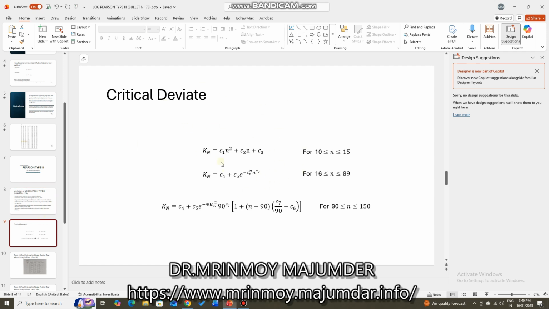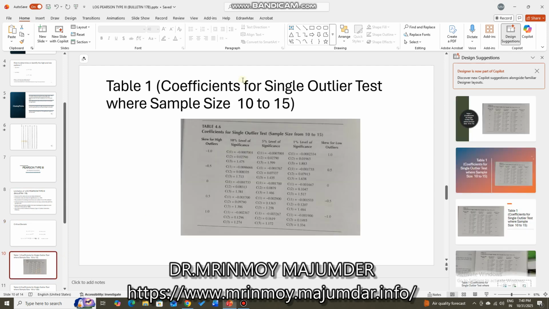To find the value of the coefficients, we will use these tables. This table will be used for sample size 10 to 15. However, with this table you can detect only one outlier, mind it.